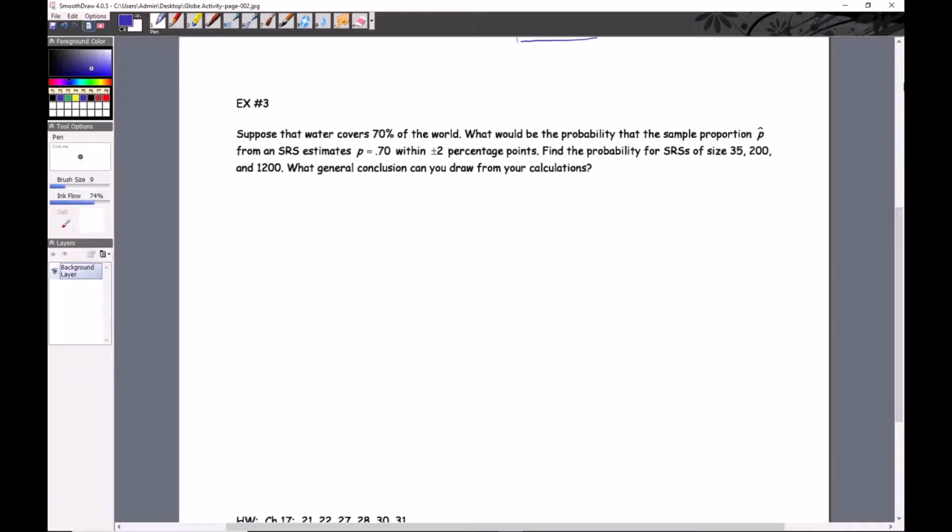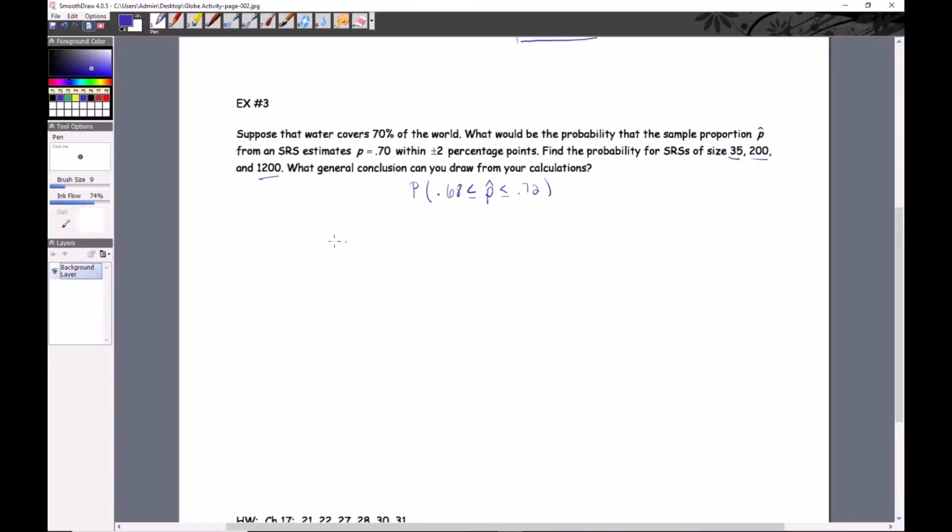So suppose the water covers 70% of the world. What would be the probability that the sample proportion p hat from a simple random sample estimates the true value 0.7 within plus or minus 2 percentage points? What they're saying here is they really want the probability of your sample outcome being between 0.68 and 0.72. Now we have 3 different sample sizes, the one we've been working with and then 2 others that are bigger.